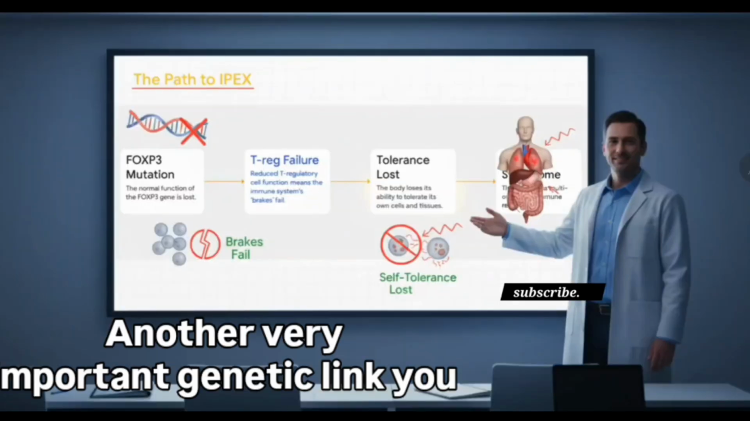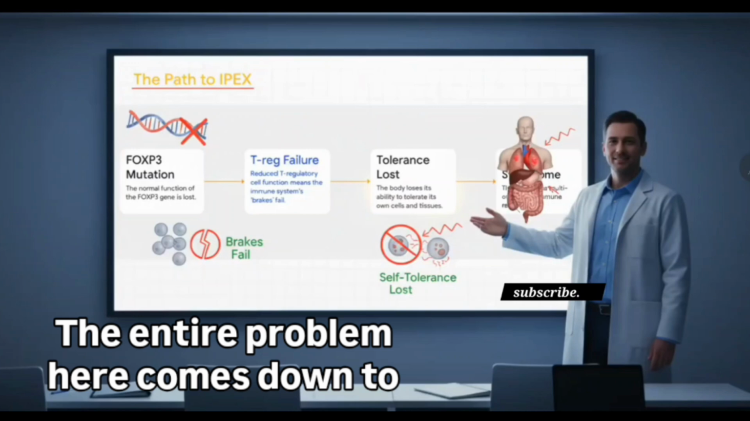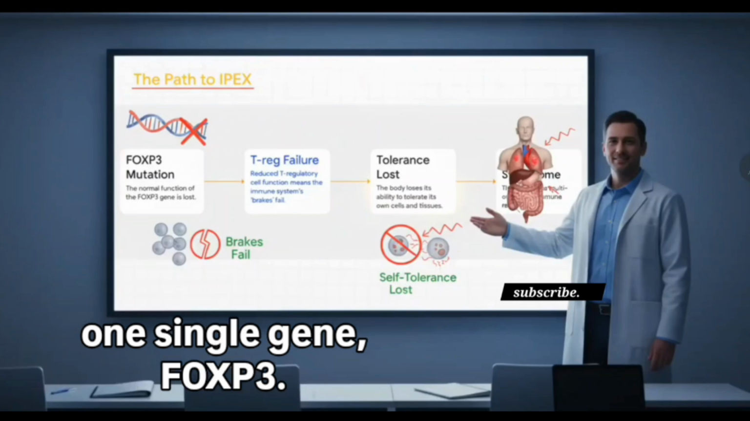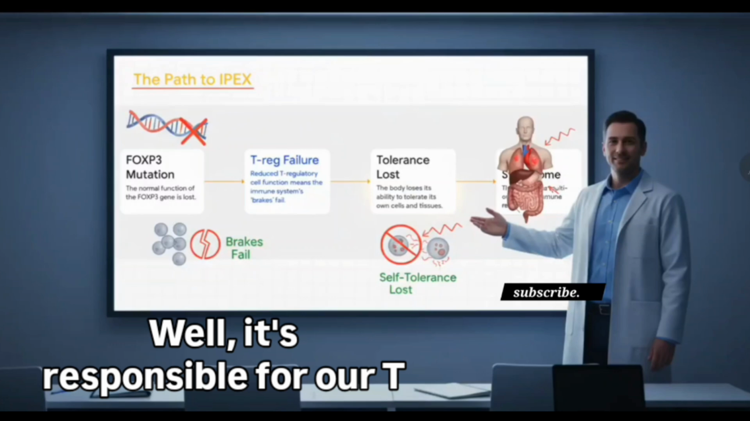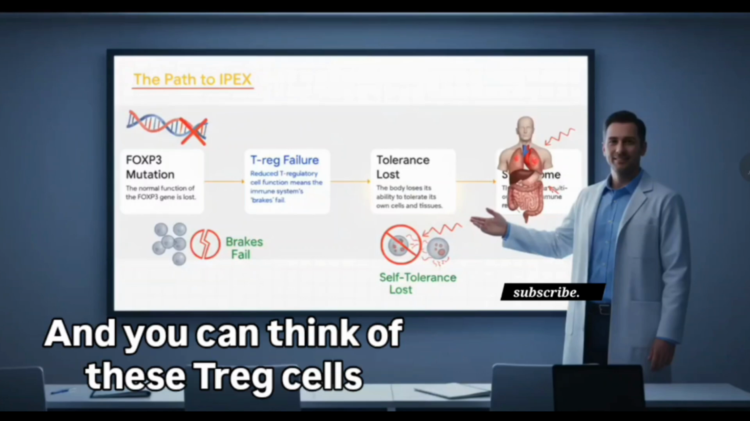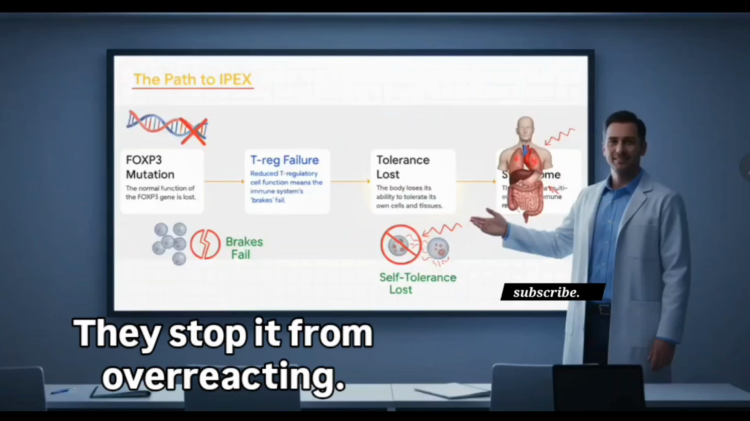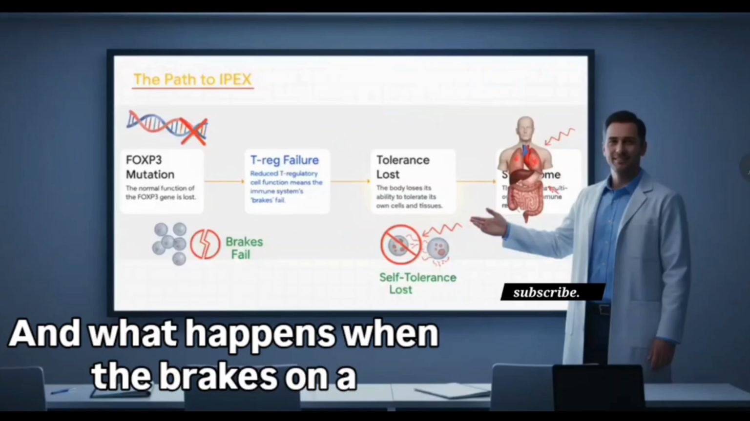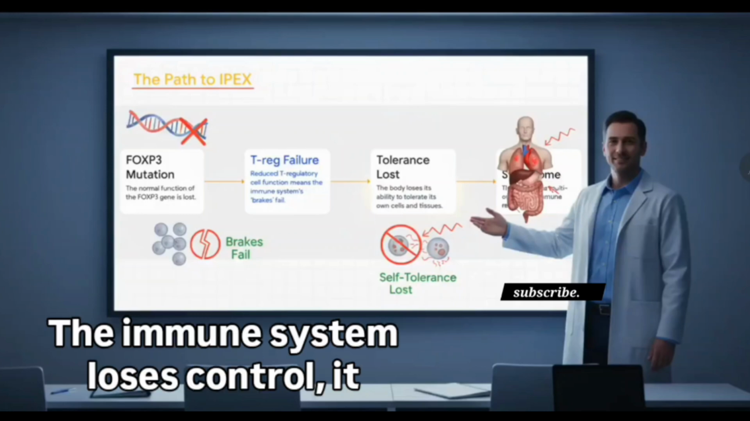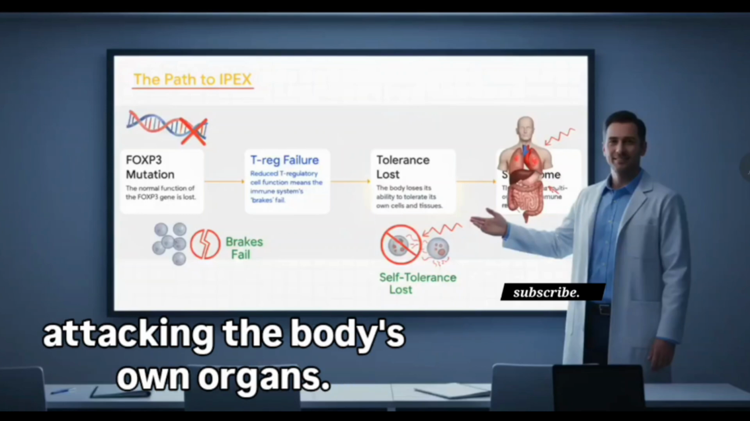Another very important genetic link you must know is IPEX syndrome. The entire problem here comes down to one single gene, FOXP3. Now, what does this gene do? Well, it's responsible for our T regulatory cells. And you can think of these Treg cells as the brakes of our immune system, okay? They stop it from overreacting. So in IPEX, there's a mutation, and these brakes fail. And what happens when the brakes on a car fail? The immune system loses control, it loses self-tolerance, and it just starts attacking the body's own organs.